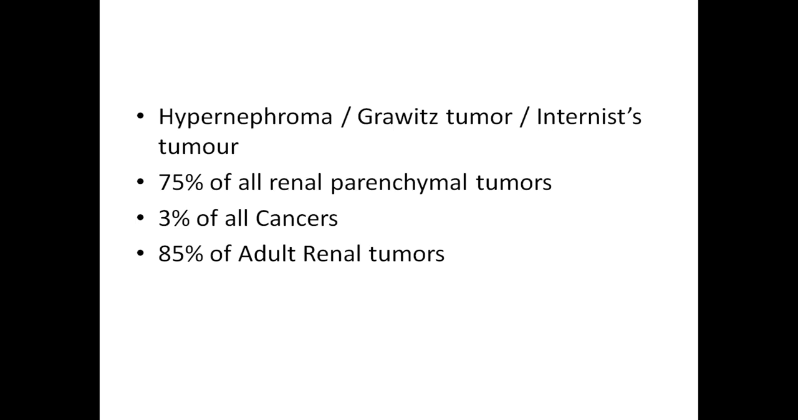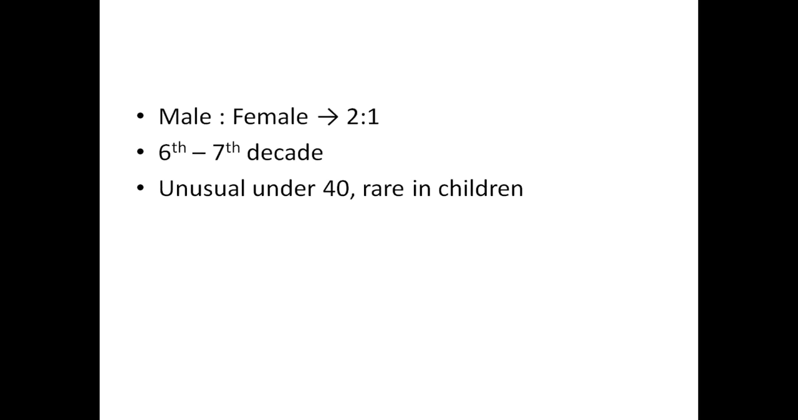Almost 75% of all renal parenchymal tumors are renal cell carcinoma, and 3% of all cancers in humans are renal cell carcinoma, and 85% of adult renal tumors are renal cell carcinoma. It is more common in males. It usually occurs in the 6th or 7th decade, but nowadays it is more common in the younger age because we diagnose this with ultrasound, which has become very common. For every other reason, we might do an ultrasound. So the chance of picking up a renal cell carcinoma early and in a younger age group is quite common.